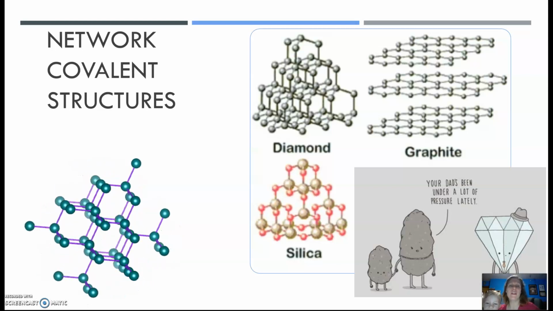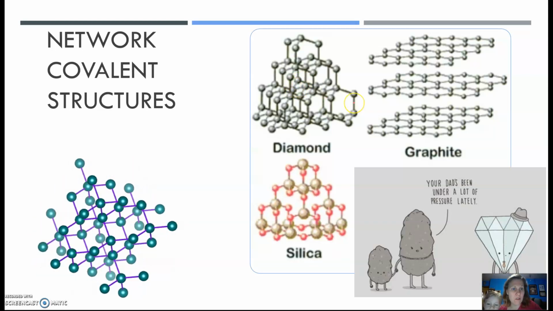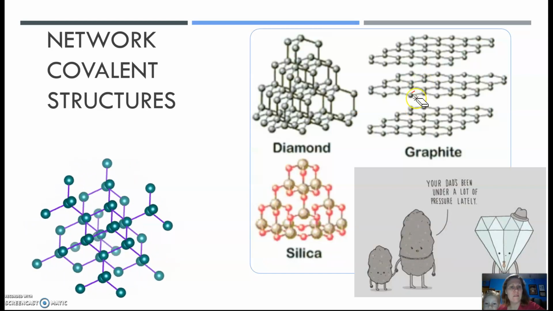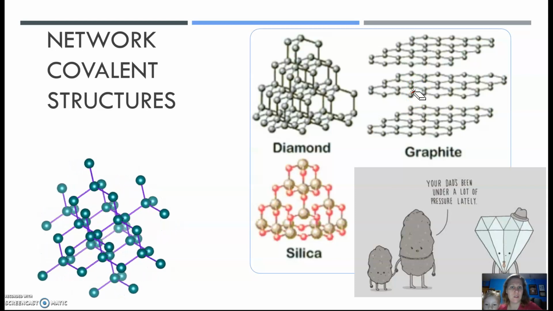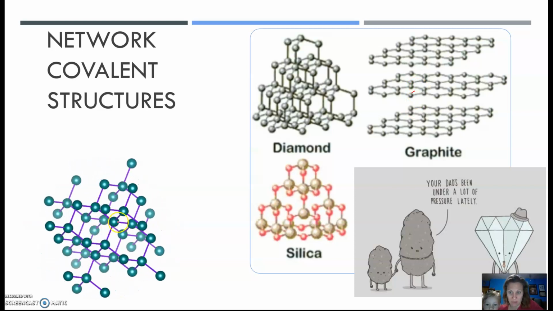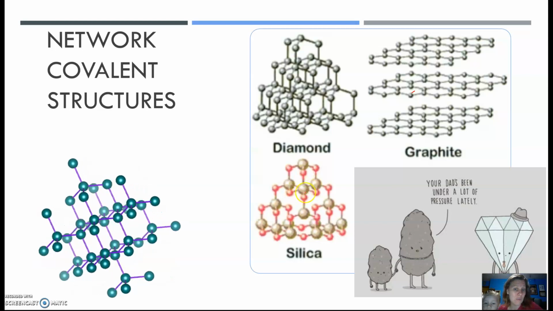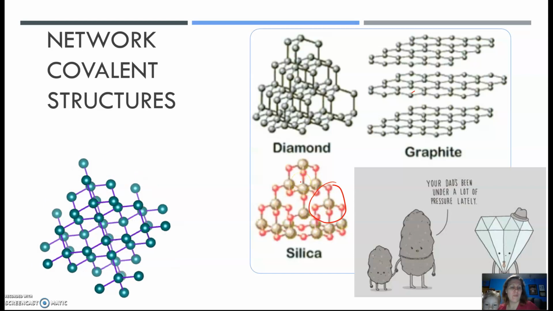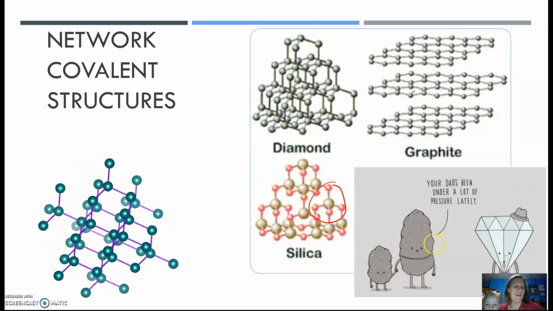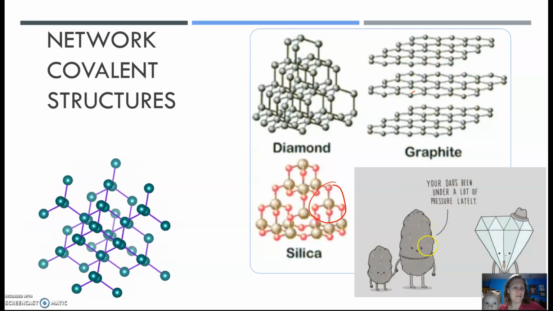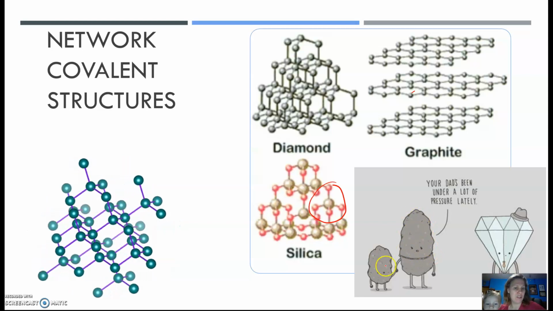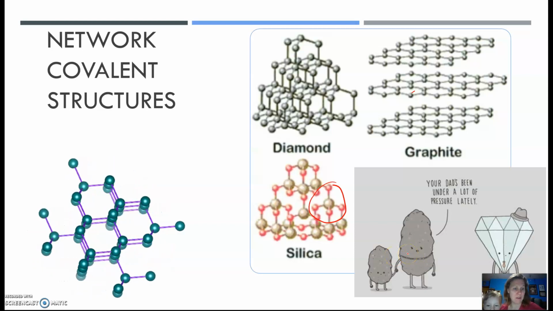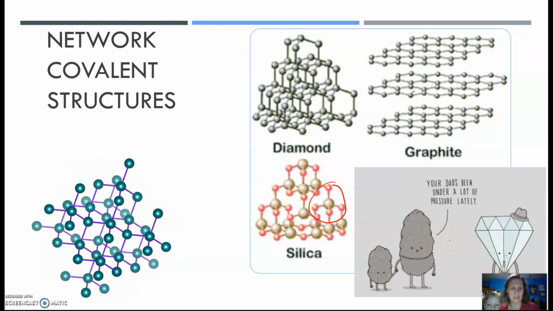Yes, and network covalent: diamond and graphite are only carbon. A lot of network covalent are usually just one thing. That's all carbon. This is just the spinning diamond molecule. Silica is one thing too, but they're all SiO4s. This is supposed to be a chunk of coal. When it gets under severe pressure, it becomes a diamond.